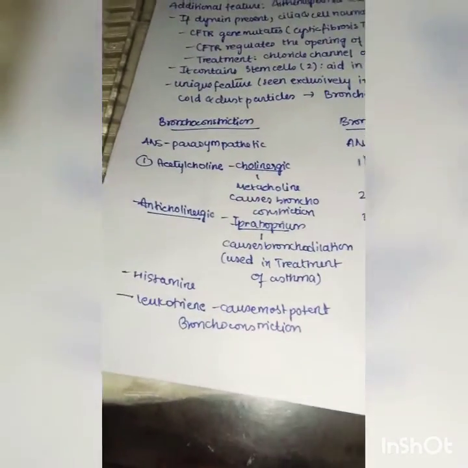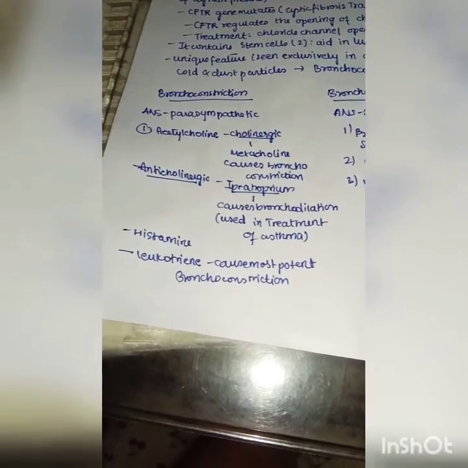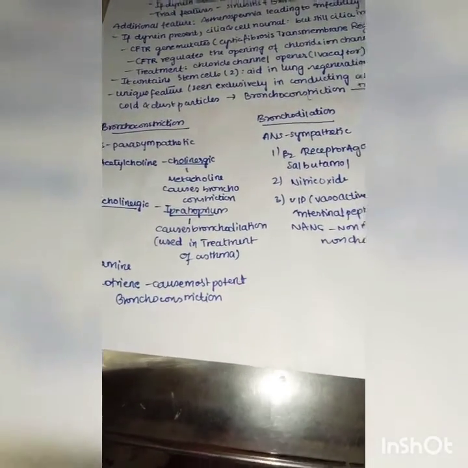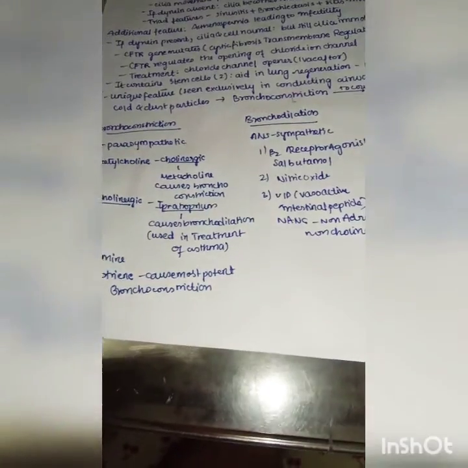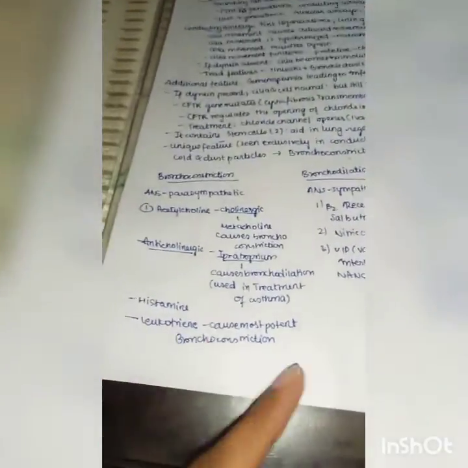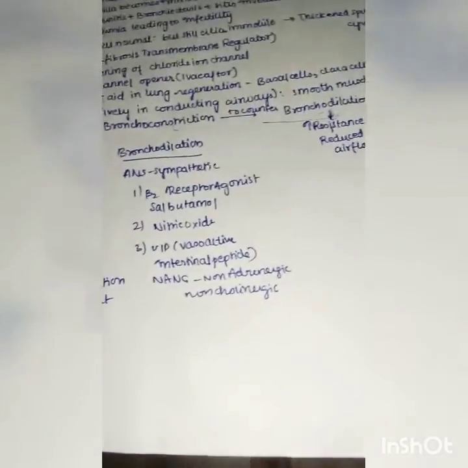Even histamine, we have another one, histamine. Histamine is actually a vasodilator in vessels, whereas here histamine is a bronchoconstrictor, and leukotriene causes the most potent bronchoconstriction. So let us revise. Bronchoconstriction is mainly because of the parasympathetic nervous system, which releases acetylcholine. Acetylcholine is cholinergic and leads to bronchoconstriction, and the treatment is ipratropium, an anticholinergic also used in asthma. We also have histamine and leukotriene, and leukotriene is the most potent bronchoconstrictor among all these. So leukotriene, remember.